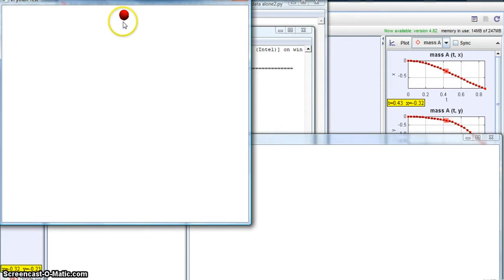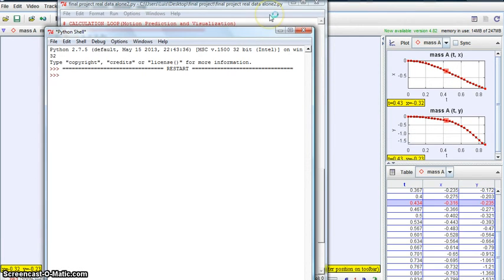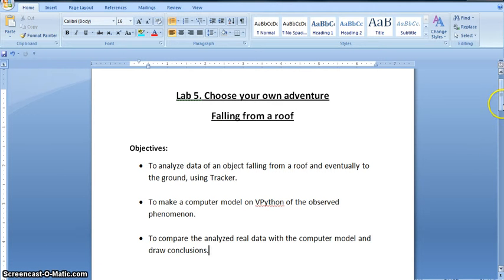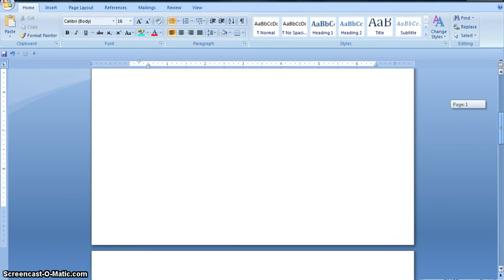So here we have the simulation. At the beginning, the object is following a straight line, inclined motion, then is following a parabolic motion. All this motion is obtained from Tracker. Then I will explain the physics that I made in order to perform the model.